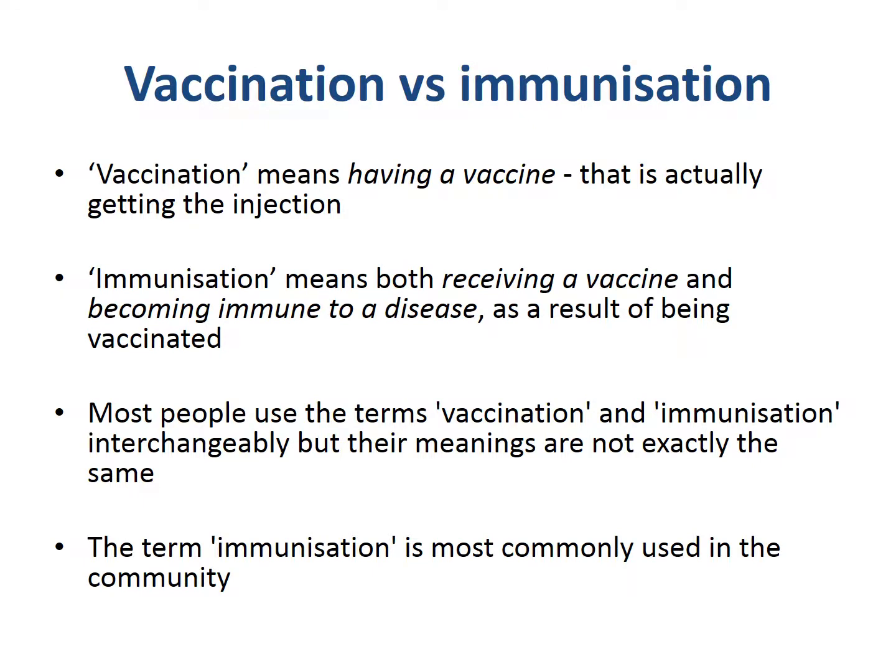So what is the difference between vaccination and immunisation? Vaccination is the act of physically getting the vaccine. It's the injection itself. Immunisation is the process of receiving a vaccine and then becoming immune to the disease. So immunisation is the process of the immune response to the vaccination itself.